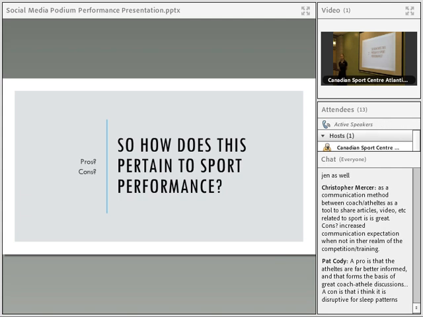So yeah, very similar. As a communication method between coach and athletes, as a tool to share articles and video related to the sport, it's great. Cons: increased communication expectation when not in the realm of competition or training. That's an interesting one. Pat says a pro is that the athletes are far better informed, and that forms the basis of great coach-athlete discussions. A con is that I think it's disruptive for sleep patterns. Oh yeah, that's a good one too.